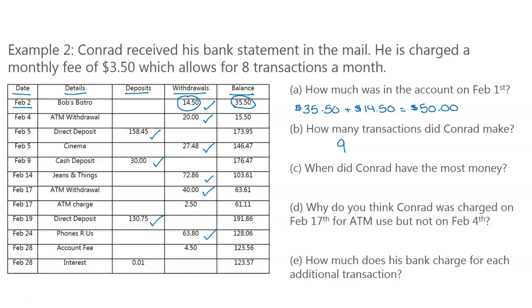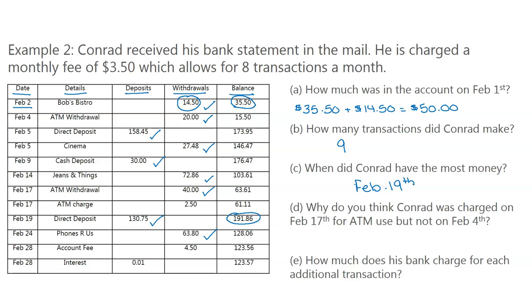Now, when did Conrad have the most money? So looking at the column on the right, I see that the most money he had was $191.86. And that occurred on February 19th.